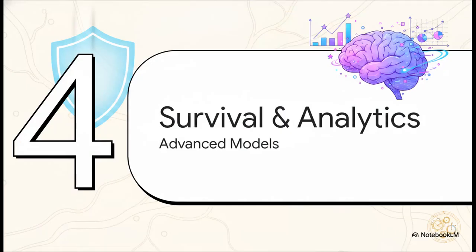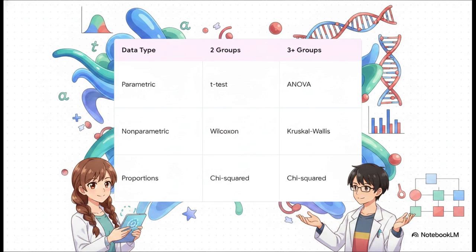All right, let's get into the math. Section 4, Advanced Survival and Analytics. When you're determining how to actually prove a statistical difference between groups, picking the right test depends entirely on your data type. Think of this as your quick cheat sheet.